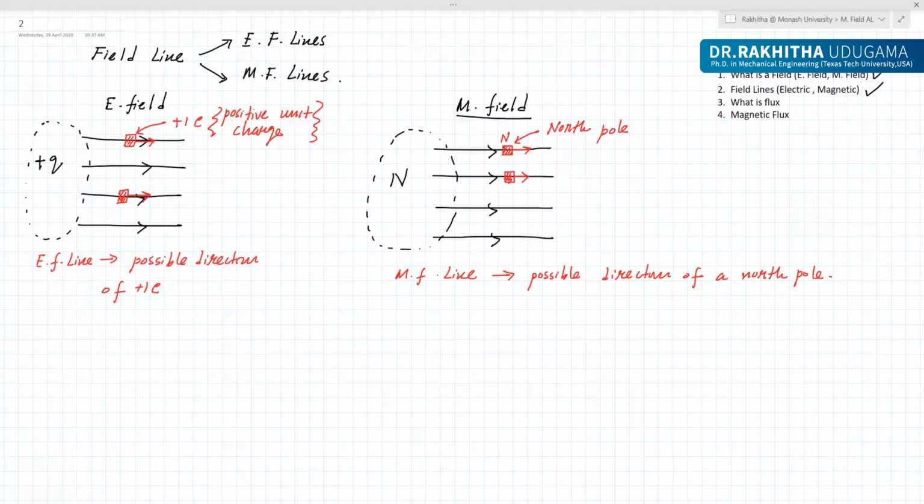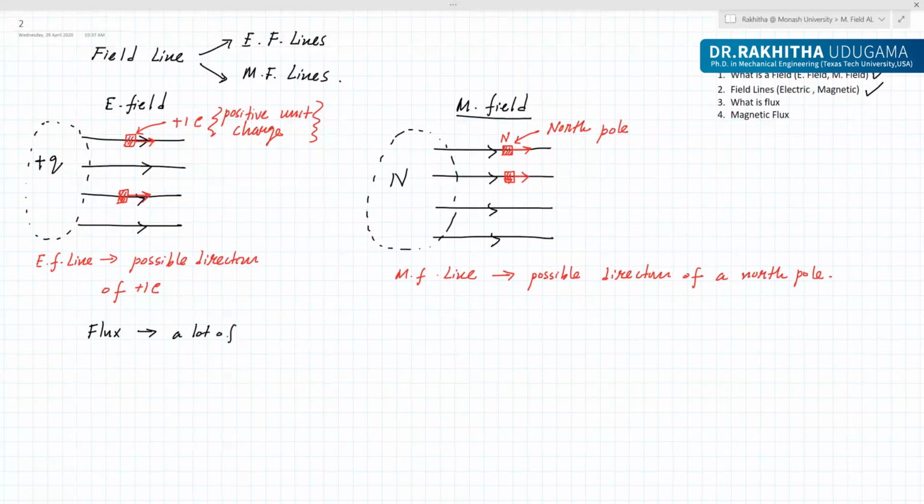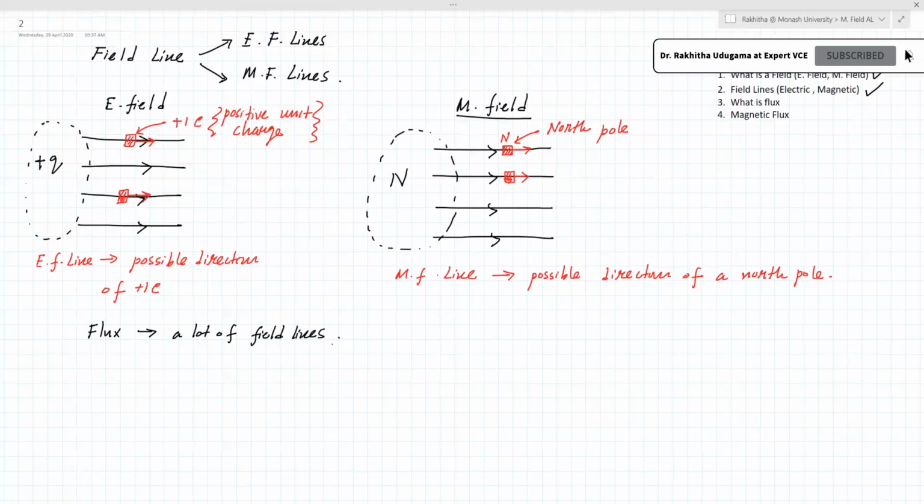Okay. So this concept flux is not a big deal. Flux means a lot of field lines, a bunch of field lines, right? A lot of field lines. Okay, so that we call flux. How do you understand this?